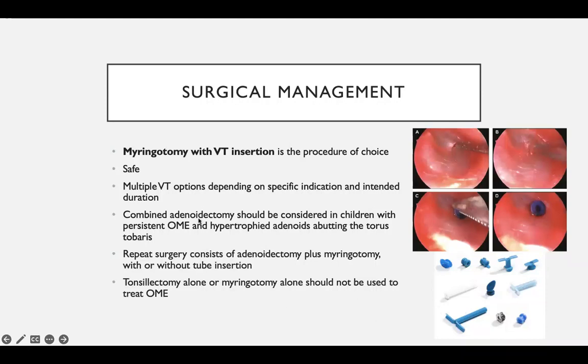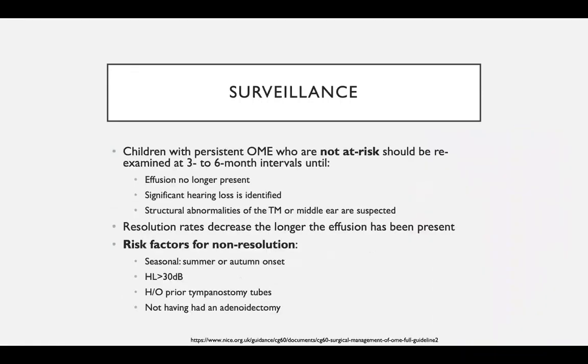Combined adenoidectomy should be considered in children with persistent OME if they have hypertrophied adenoids. And for repeat surgery, the recommendation is that you should then do an adenoidectomy plus myringotomy with or without tube insertion. And then a tonsillectomy alone or myringotomy alone should never be used to treat OME.